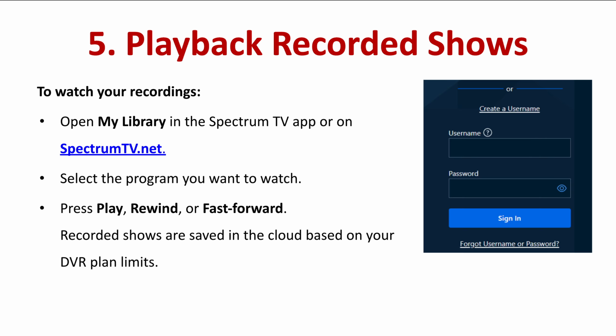Fifth one is playback of recorded shows. To watch your recordings, open My Library in the Spectrum TV app or on spectrumtv.net. Then select the program you want to watch. Then press play, rewind or fast forward. Recorded shows are saved in the cloud based on your DVR plan limits.